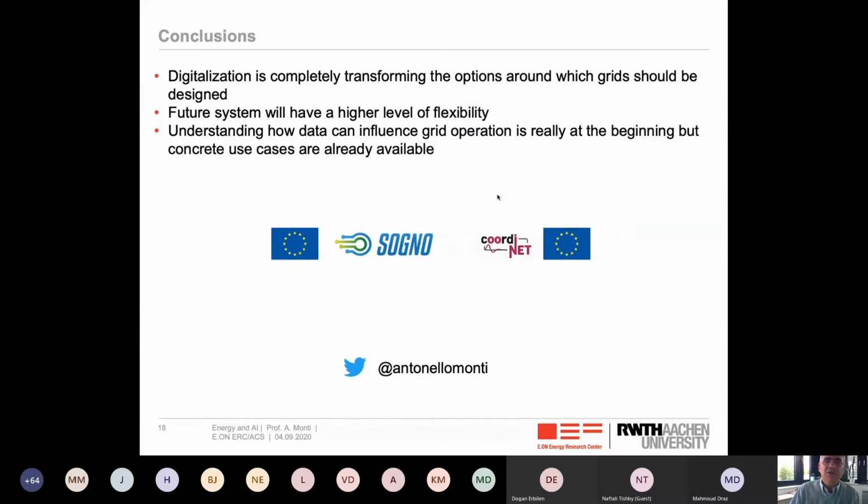So in conclusion, the digitalization is completely transforming the options we have in grid management. Future systems will have a higher level of flexibility.